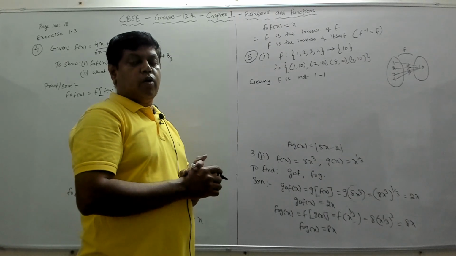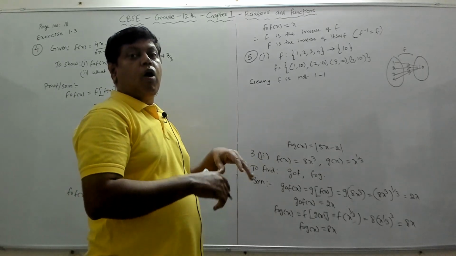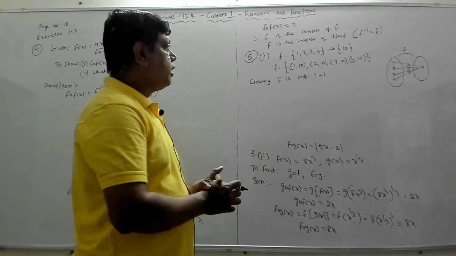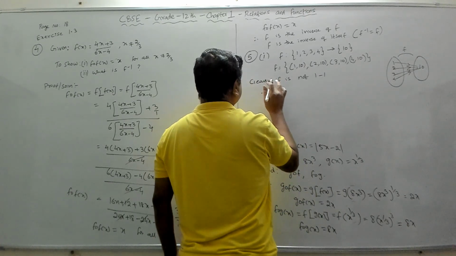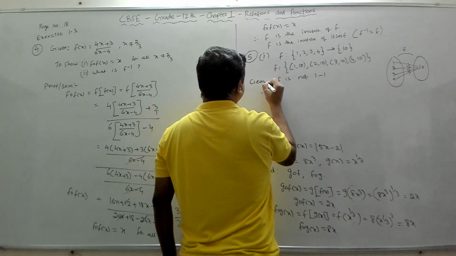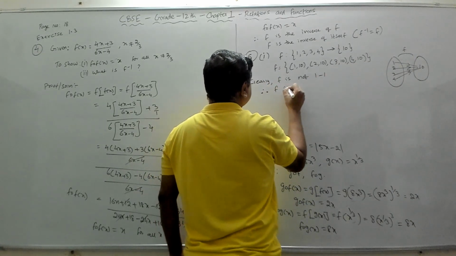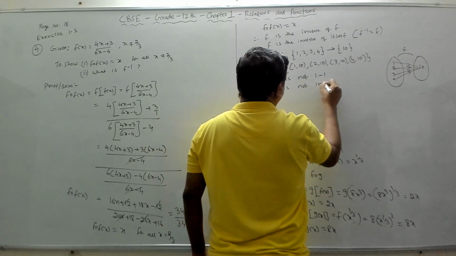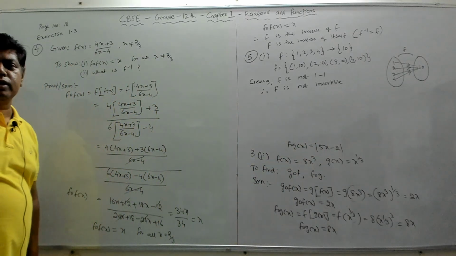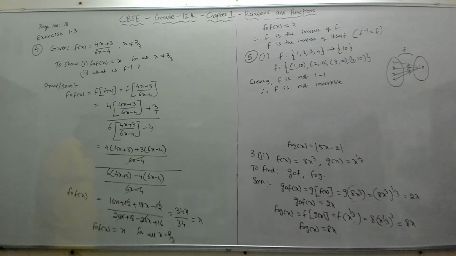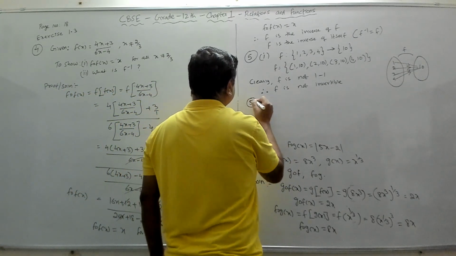If f is 1 to 1 and onto, then f has an inverse. If f is not 1 to 1 or not onto, then f cannot have an inverse. So clearly f is not 1 to 1, therefore f is not invertible, which means f does not have an inverse. F is not invertible means f does not have an inverse.